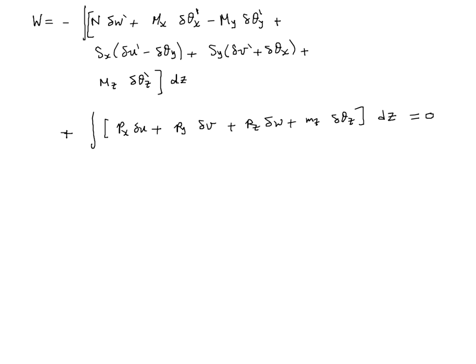So what we can do is essentially work. Of course, we can do that for all variations simultaneously, but that would be a bit tedious. But since these variations are independent, we can treat them one by one. So we can start looking at, for example, first the terms which contain delta w. And this will be equilibrium of forces in the z direction.